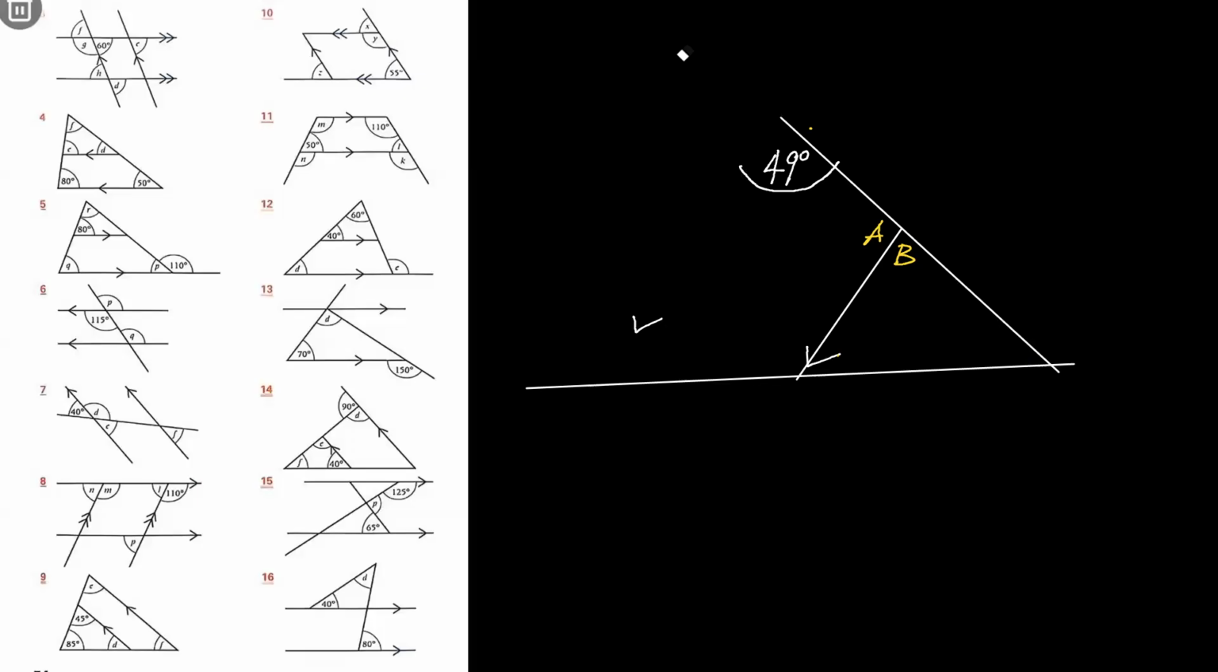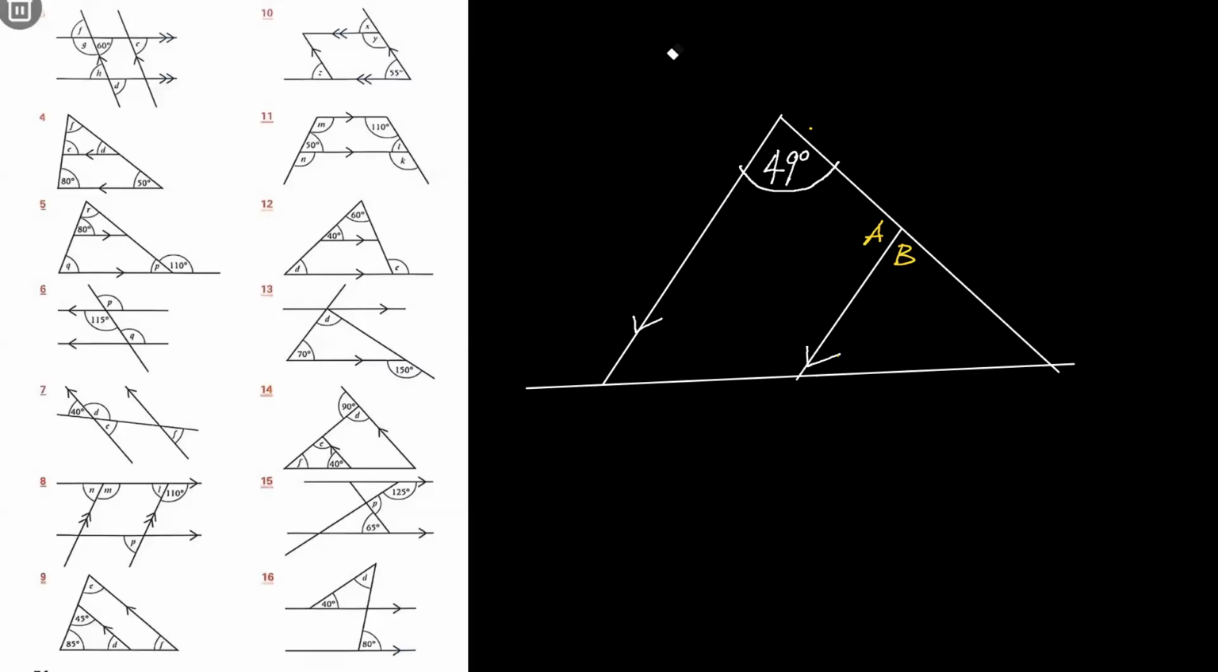Because I'm looking at this line where the 49 is, right? So you have to now go to the other parallel line. So when you're looking at something corresponding, some people put F, but F was on the same parallel line. You have to go to the other parallel line.